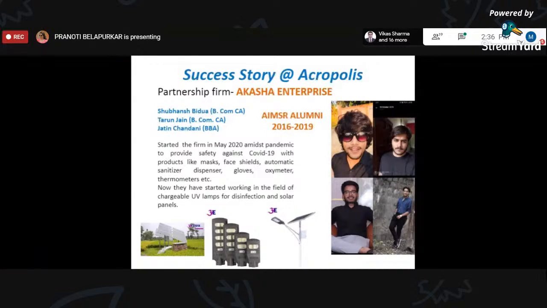But now they have gradually moved into the area of developing rechargeable UV lamps and lights and solar panels. So this is a really great initiative. They are not only contributing their part to economic growth, but they're also employing many people, so they're helping generate employment also. That's a great thing.